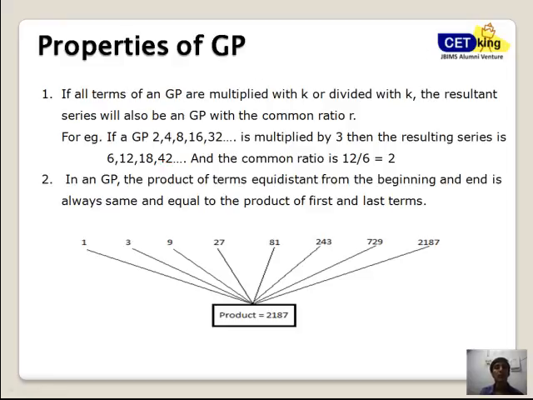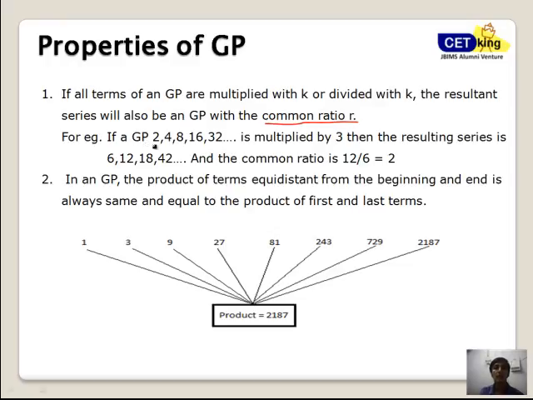Now let's see some properties of GP. If all terms of a GP are multiplied with k or divided with k, the resultant series will also be a GP, but the common ratio will not change. It will remain the same.